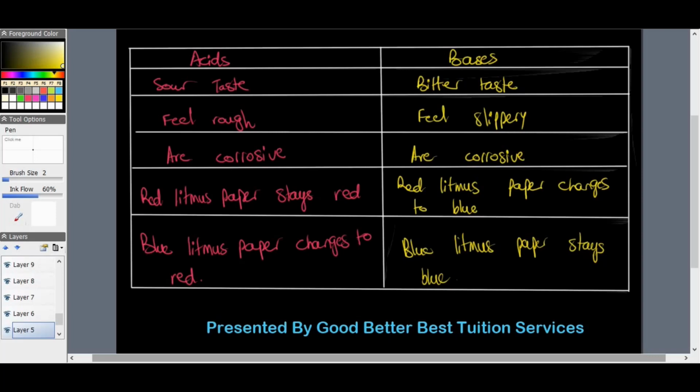Acids feel rough while bases feel slippery. Both are corrosive. In other words, they eat away at substances. As a safety precaution, if you go into your physics lab and you're doing a prac with acids and bases, and you spill a drop on your hand, it's going to have a burning sensation because it's going to eat away at your flesh. All you do is run your hand under a tap of water, because water dilutes an acid. Dilutes, that word there, dilute.